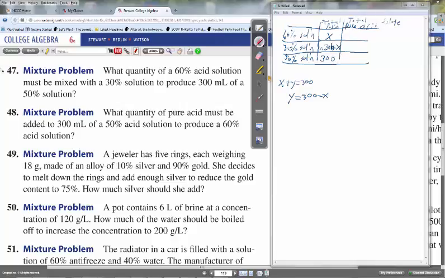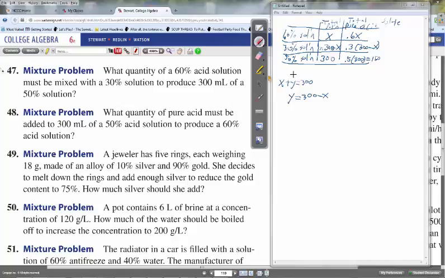Well, the total pure acid, I know 50% of this solution is pure acid, so 50% of 300, 0.5 times 300, 150, is how much pure acid I have in this solution. In this solution I can set up expressions for both of those, because I know 60% of this solution is pure acid, so 0.6x. 30% of this solution is pure acid, so 0.3 times 300 minus x.